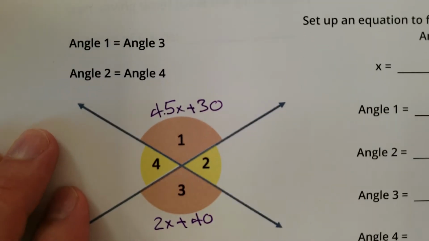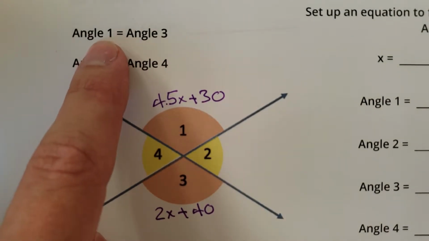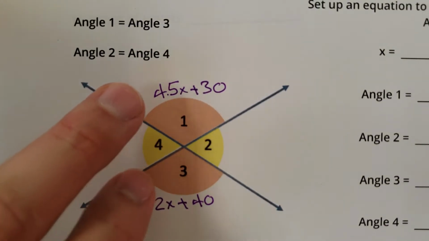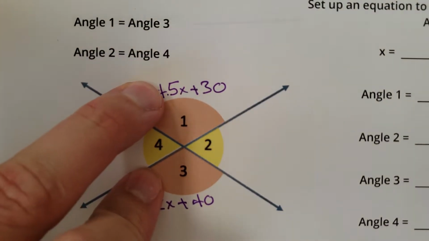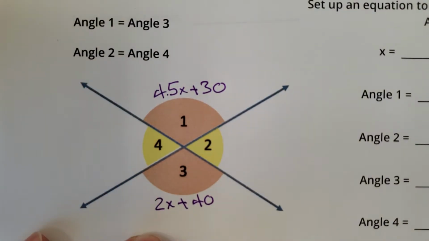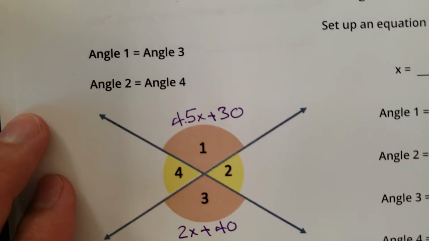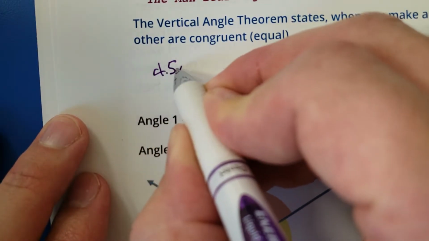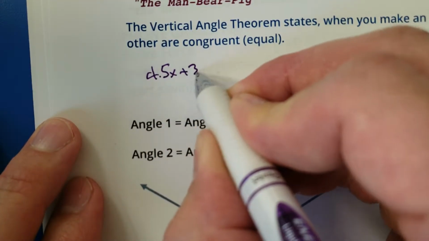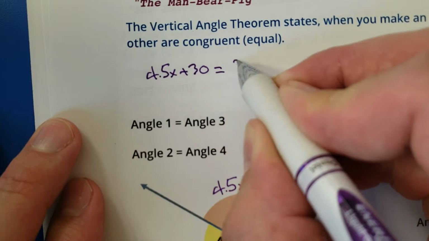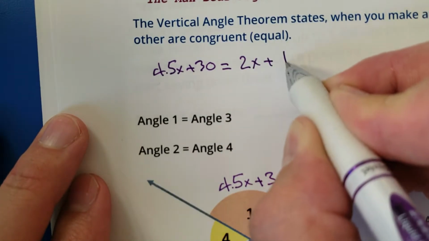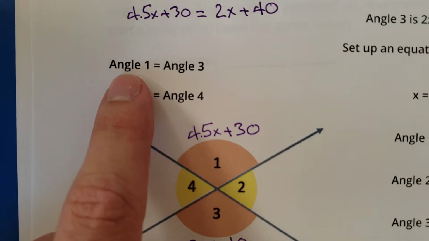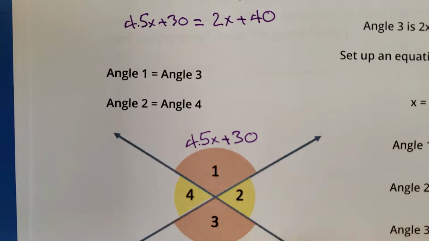What do you know, students? Boom, I know this. I know that angle 1 equals angle 3. So if I know these angles are equal and they've assigned some algebra to them, that means these two expressions are going to be equal to each other. So that's what you do. You write it down. I know for a fact that 4.5x plus 30 is going to equal 2x plus 40. That's what I know to be true. So if you know it, write it and then do math.